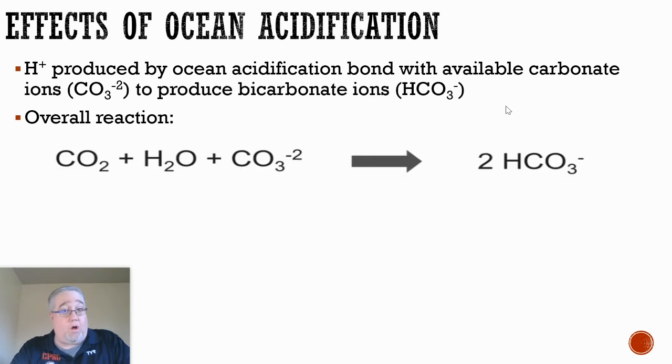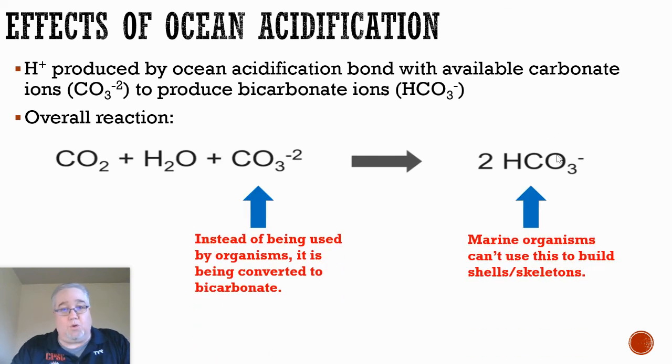Now, here's the overall reaction that happens, and this is what I want you to really know. On the left here, let's think about ocean water. So H2O, here's our water. So when carbon dioxide reacts with that water, and there are carbonate ions in the water, which there are, that's going to produce bicarbonate. Now, bicarbonate is a molecule that marine organisms can't really use to build their shells. They prefer to use this ion.